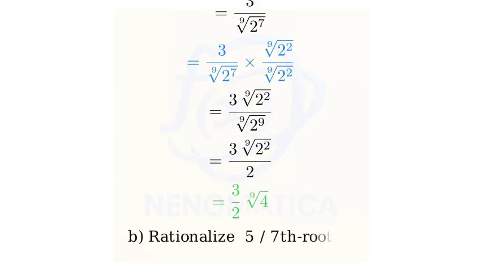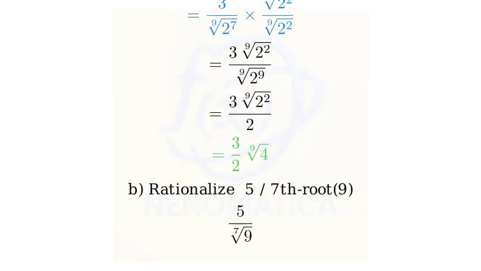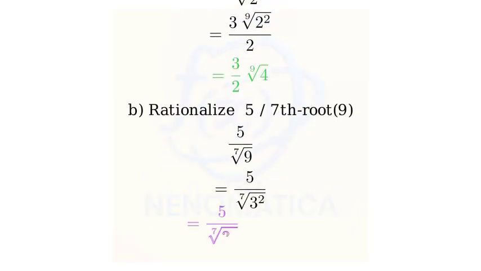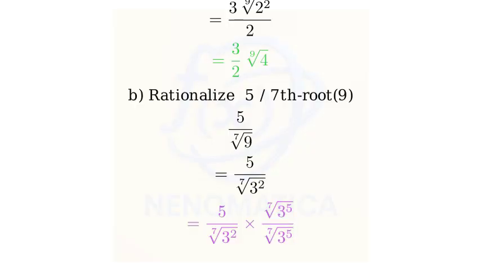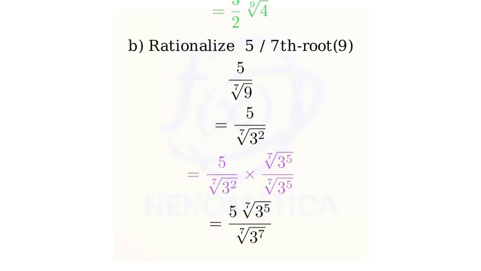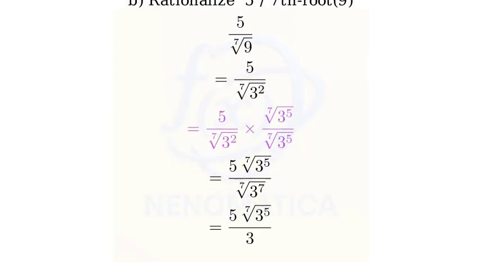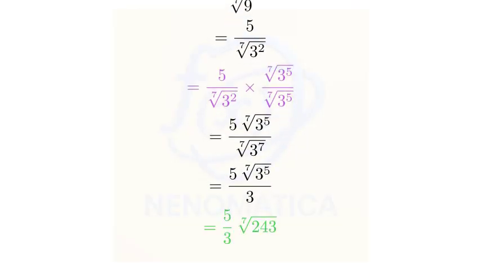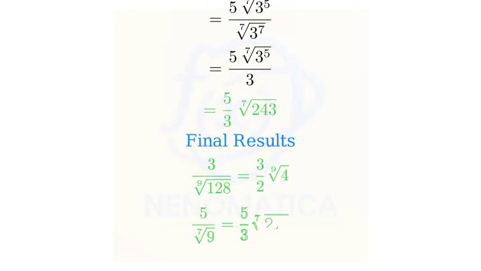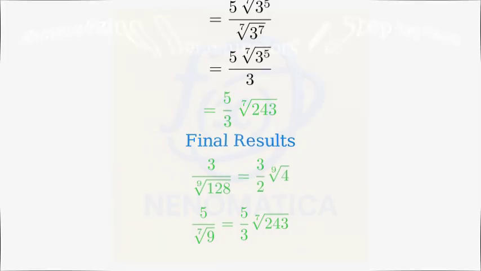Example B. Start with 5 divided by the 7th root of 9. Express 9 as 3 squared. Multiply numerator and denominator by the 7th root of 3 to the 5th to complete a 7th power in the denominator. Combine the denominator to get the 7th root of 3 to the 7th. Evaluate the 7th root of 3 to the 7th, which equals 3. Write the final simplified form. Both denominators have been rationalized by completing perfect powers under the radical. Final results are 3/2 times the 9th root of 4 and 5/3 times the 7th root of 243.